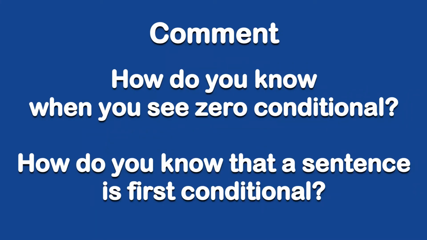Okay, now it's time to pause this video and comment. How do you know when you see a zero conditional? Think about what features we have discussed so far in this video. And question 2. How do you know that a sentence is first conditional? What are the key features of each type of conditional sentence? Put your answers in the comments box and let's start a discussion.